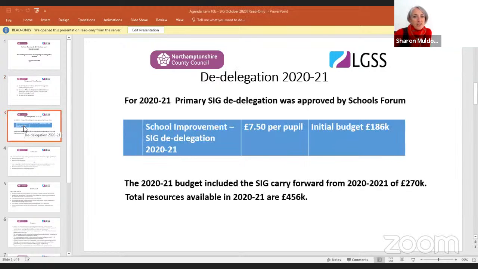Okay, so this just shows the current amount that was approved and also total available resources. We did have a significant carry forward from last year. The reason for that was that we had just one of those years where we had a lot of people leave for different sets of circumstances. And as colleagues know, sometimes it's not always easy to appoint the right person first time round.